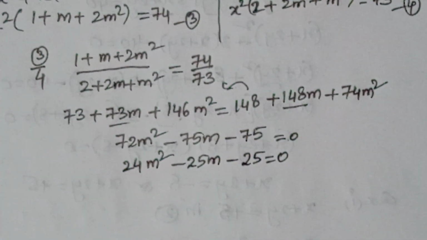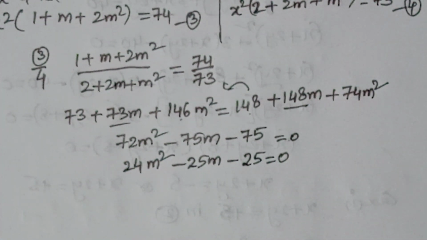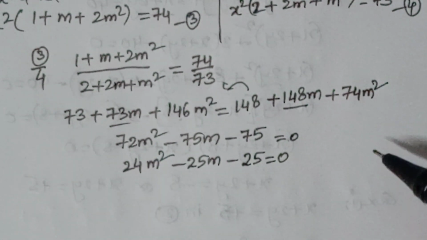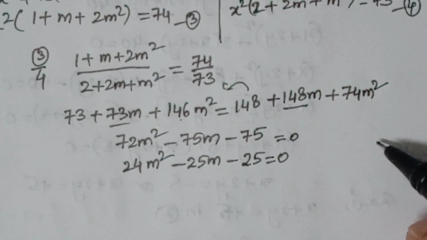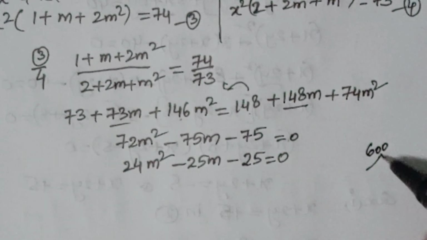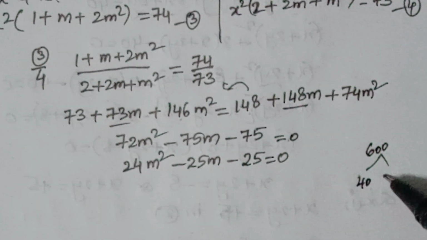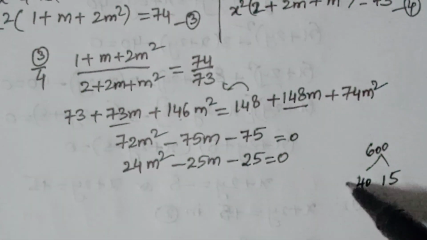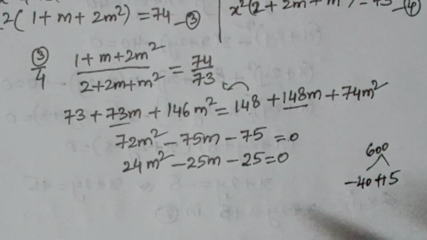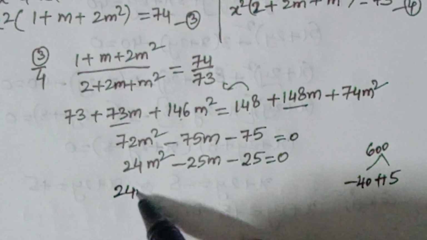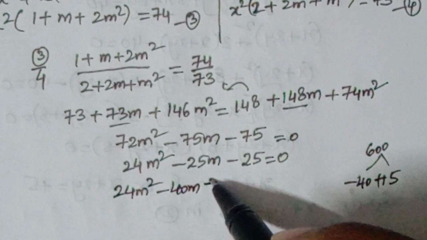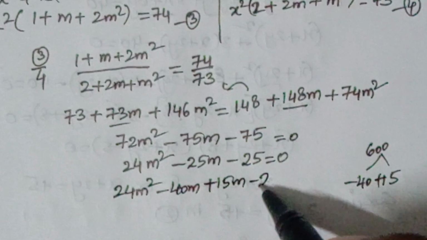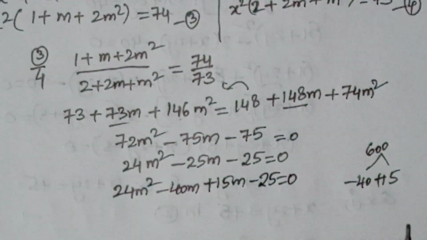Now here you can take common 3: 24m square minus 25m minus 25 equal to 0. Now you have to find the factors. It is a quadratic; the factors we get are 40 and 15. The product is 600, which you will make as 40 and 15, and the difference is 25. So if you write: 24m square minus 40m plus 15m minus 25 equal to 0.